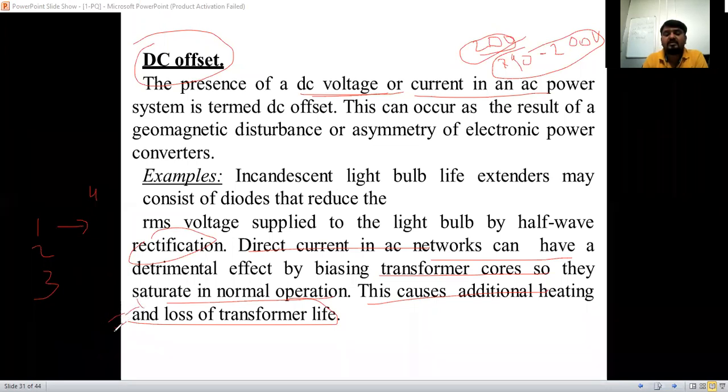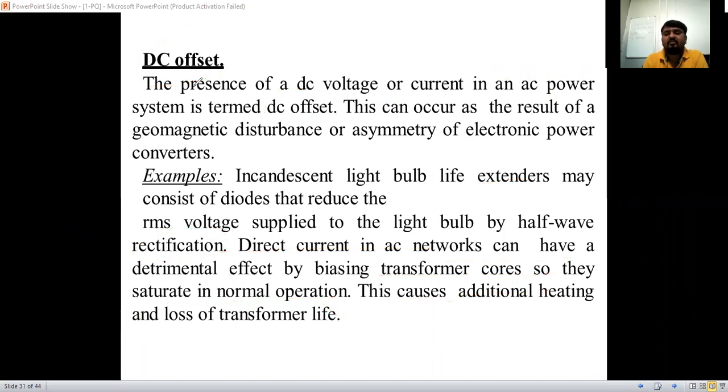Like that, when a DC voltage or current is present in the AC power system, that term we are going to call DC offset. The main cause, an example of this, is rectification where we are converting AC into DC, and some leakage or some flow of DC will be in the AC system. That is called DC offset. We will not get a pure sine wave; we get some DC component.